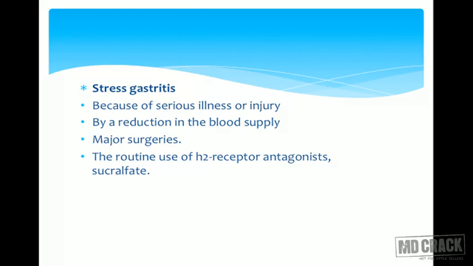Next, we have got stress gastritis. It is because of severe illness or injury. The illness can be in the form of sepsis, or injury can be in the form of a road traffic accident or any post-operative illness. It is by the reduction of blood supply to the gastric mucosa. So, the routine use of H2 receptor antagonists or proton pump inhibitors along with sucralfate, which is an ulcer protective agent, can be used to prevent this condition.